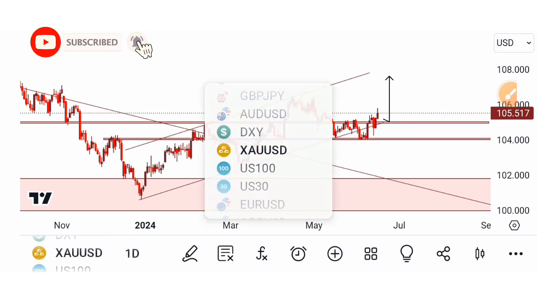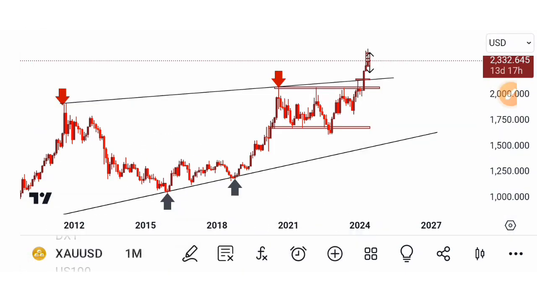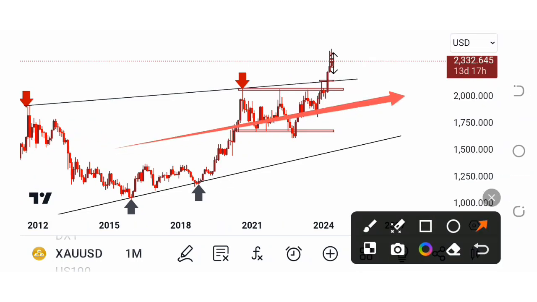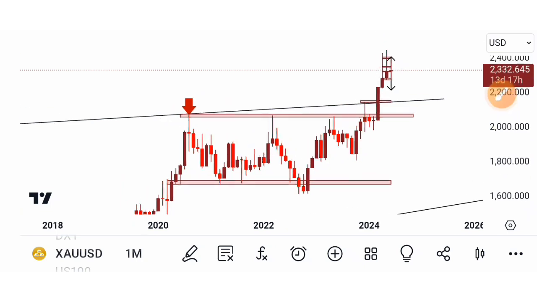Moving on to gold. On gold, I am also bullish. Let's move to the higher time frame, the monthly time frame. So you can clearly see that the market, of course, is bullish. I don't even need to explain that the market is moving up, right? However, there's this particular structure over here that I'm interested in.